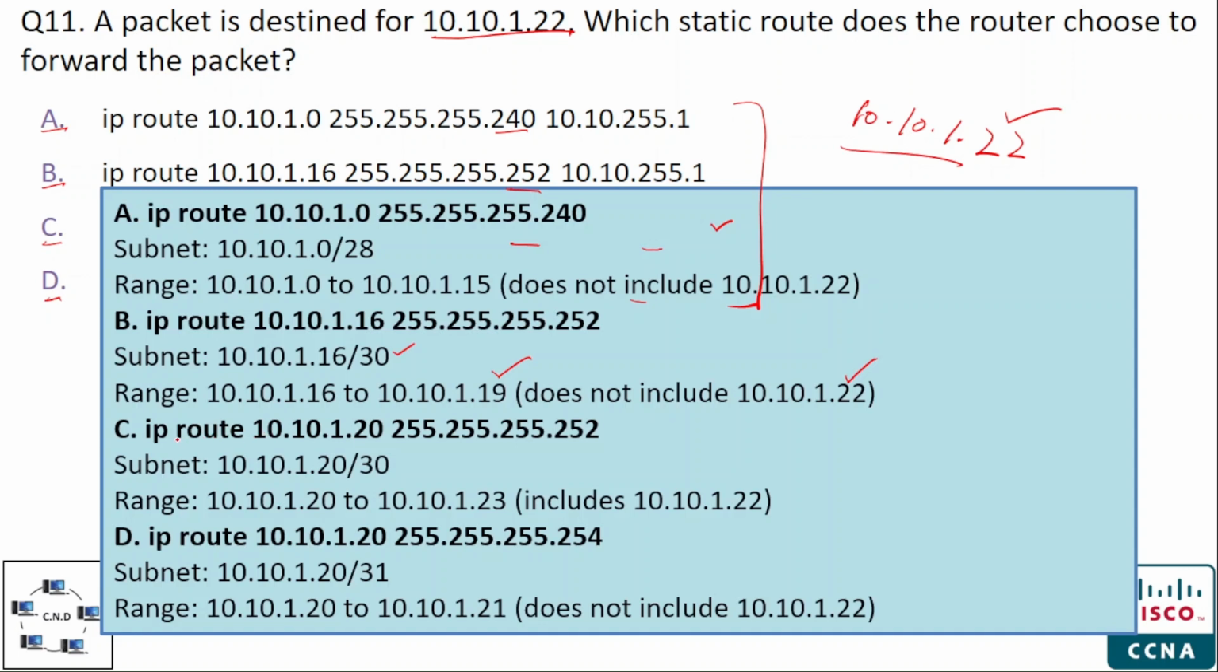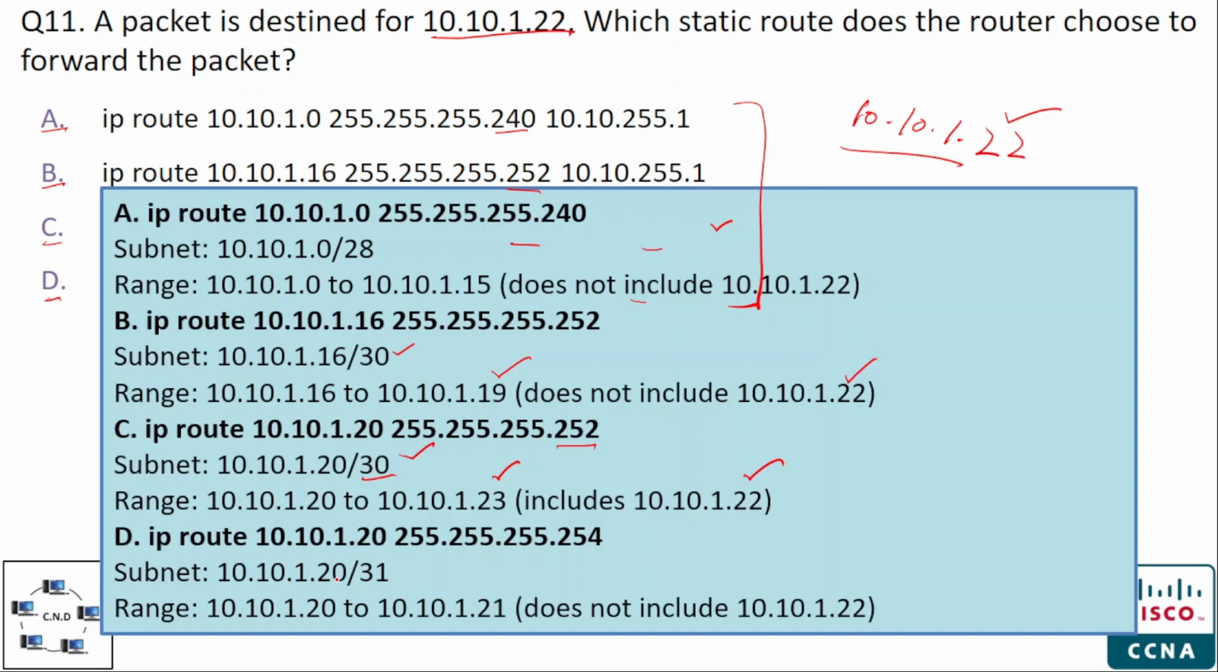In option C, we have the route 10.10.1.20/30. Subnet mask /30 refers to 252, as in this case, and /28 refers to 240. The range here is 10.10.1.20 to 10.10.1.23. So this option includes 22. That's why this is the correct answer.